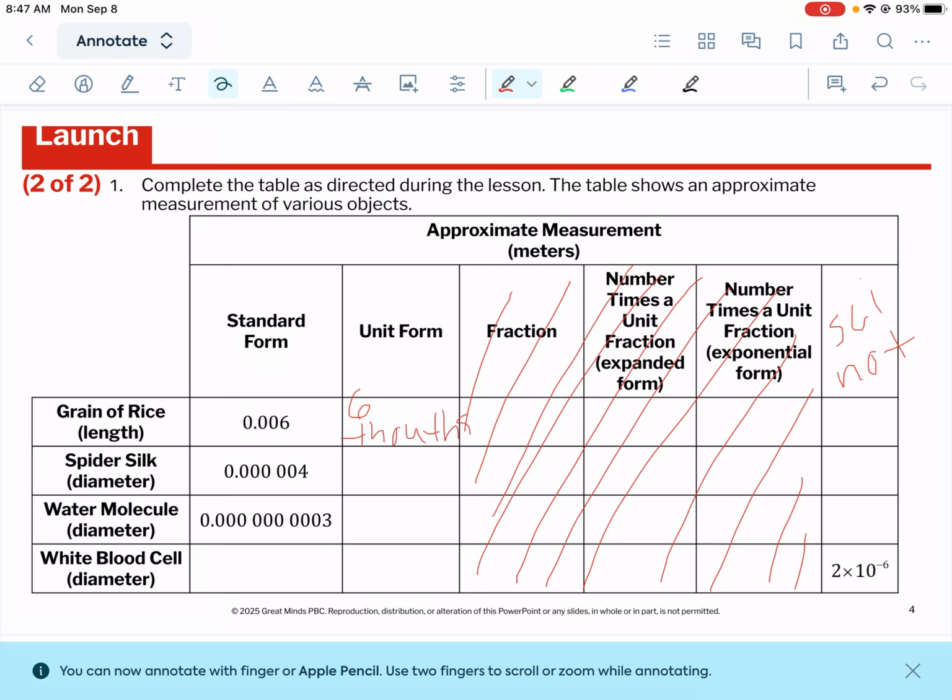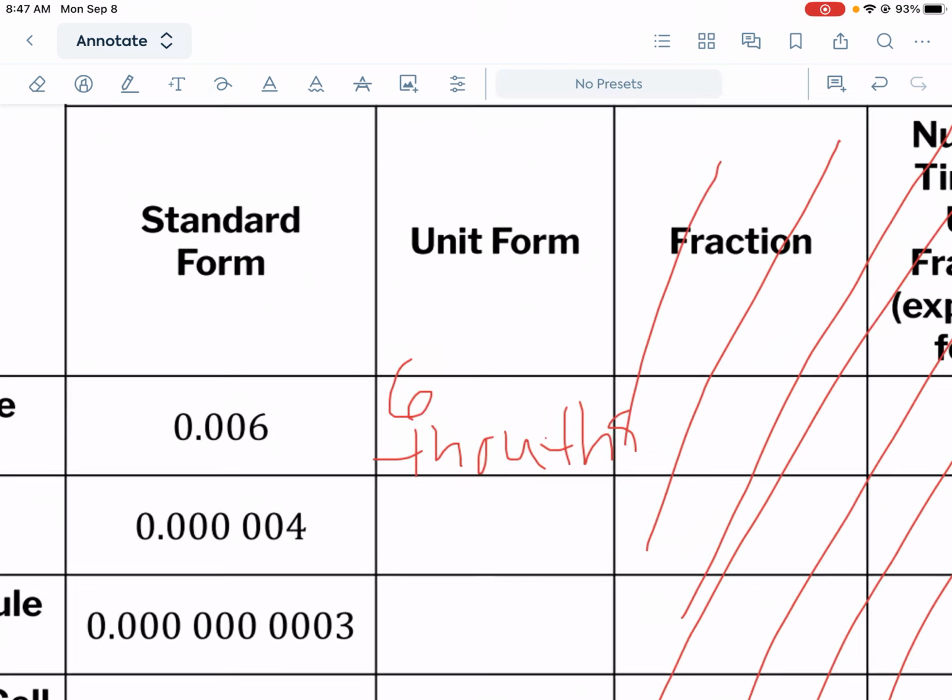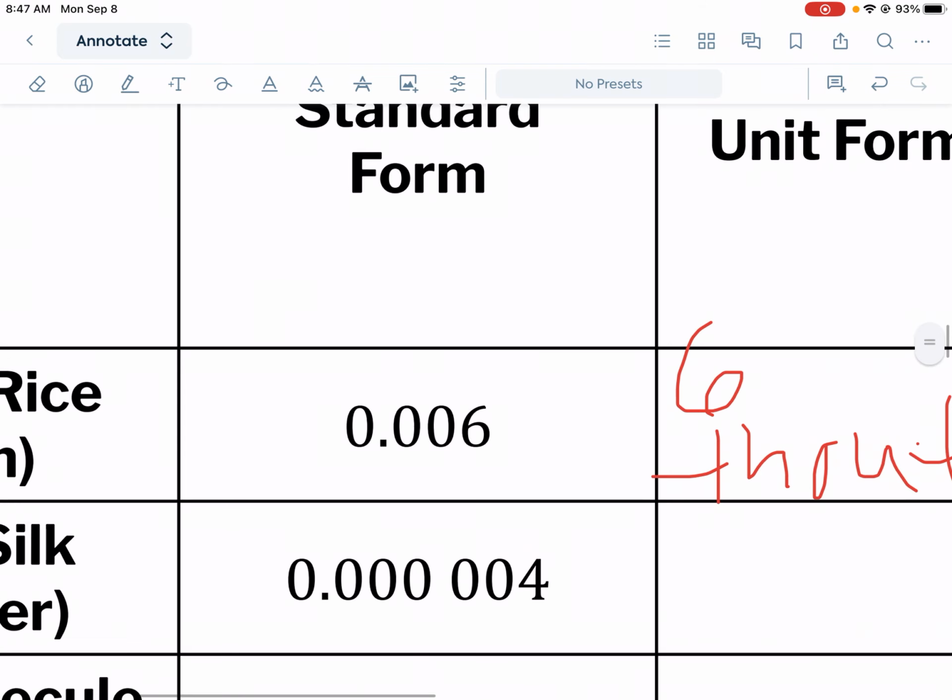And I'm just abbreviating thou with THS on the end. And in scientific notation, I'm going to do my best to do that here. Let me see if I can zoom in. Yes, I can.